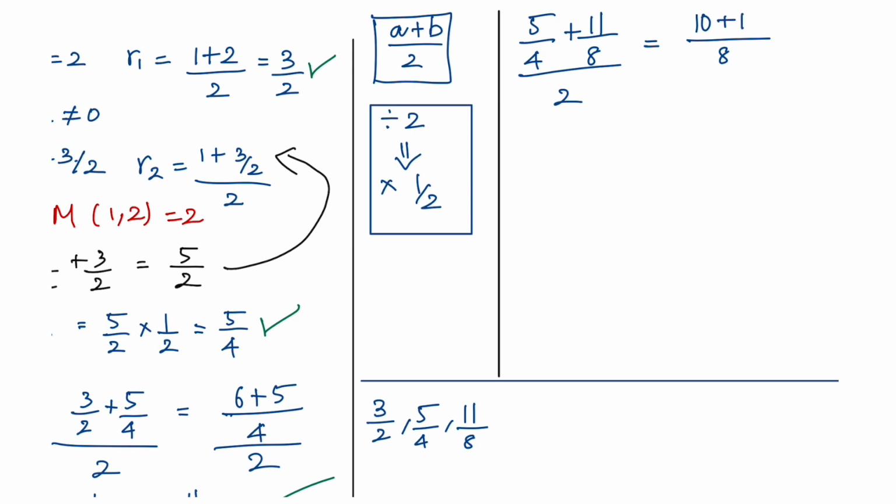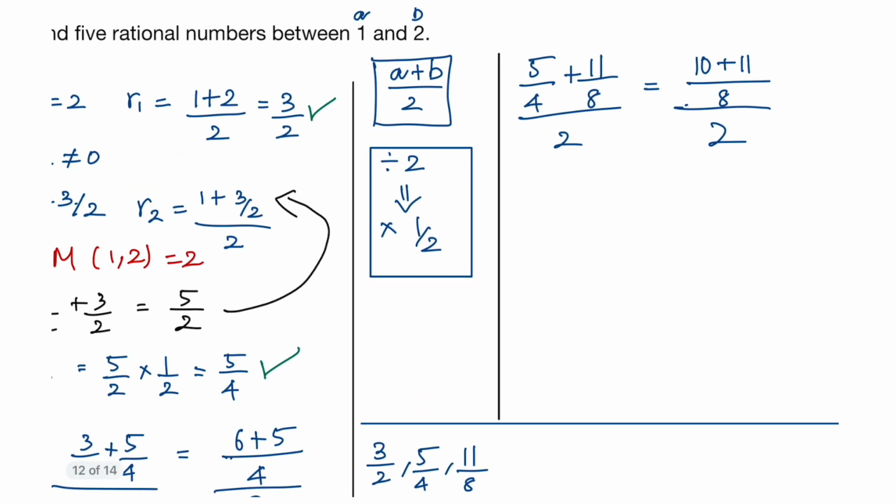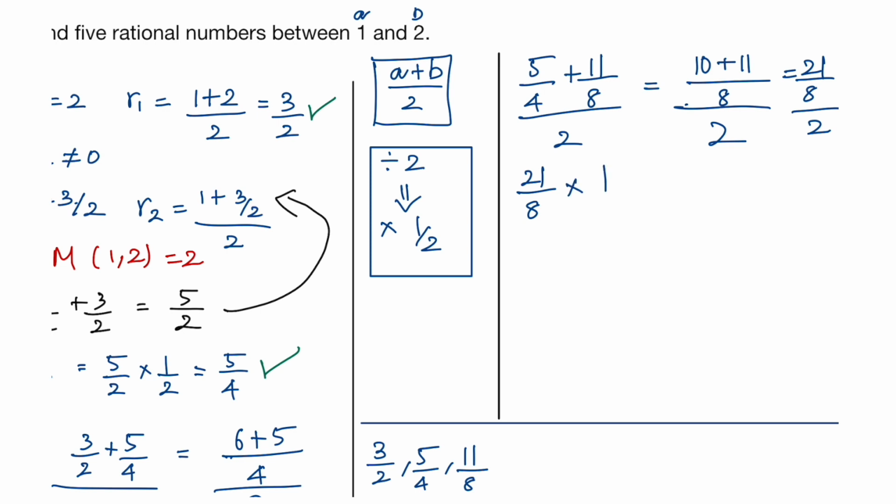Okay. And the numerator is 11 and the whole is divided by 2. So what it comes up to is 10 plus 11 is 21. 21 divided by 8, the whole is divided by 2. Okay. So the numerator is 21 by 8, and since it is divided by 2 again, instead of dividing it by 2, you can multiply it by its reciprocal, which is 1 by 2. So into 1 by 2, which is 21 by 16.